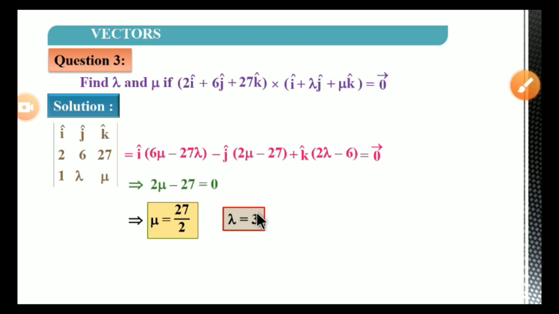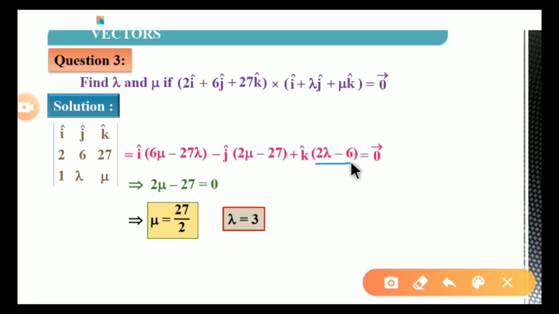Now lambda is equal to 3, because here 2 lambda minus 6 is equal to 0. So after the simplification, 2 lambda is equal to 6, so lambda becomes 3.